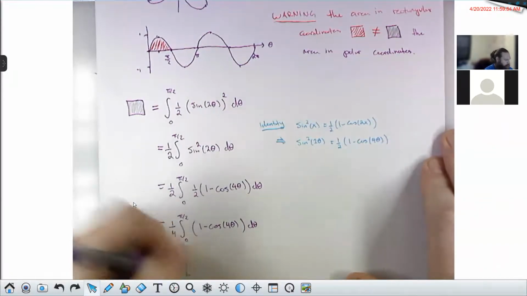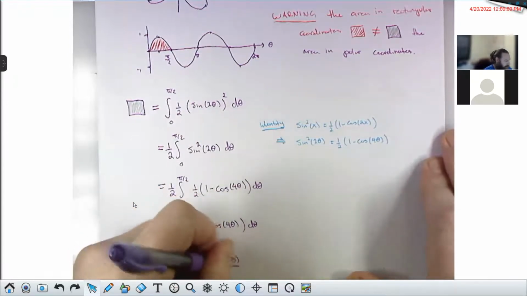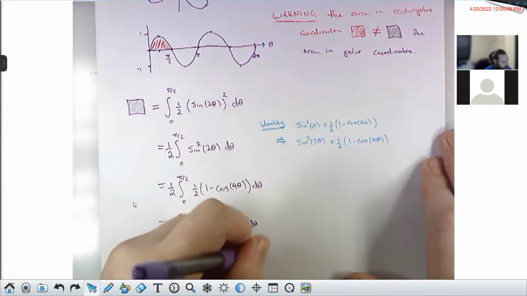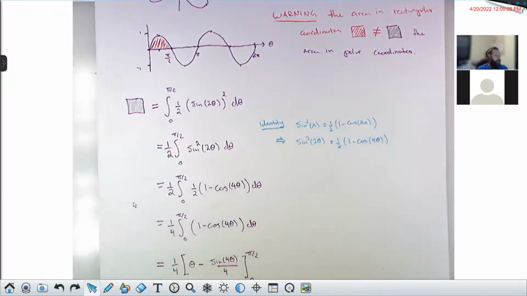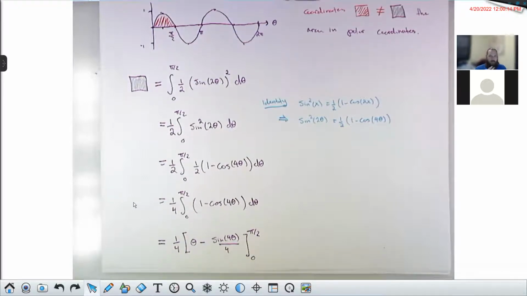So it's 1/4 theta minus sine 4 theta over 4, evaluated from 0 up to pi over 2. All we got to do is plug in the bounds. And like last time, if I plug in 0 for theta here, sine of 4 times 0 is the sine of 0, which is 0. If I plug in pi over 2 for theta here, 4 times pi over 2 is 2 pi. Sine of 2 pi is also 0.